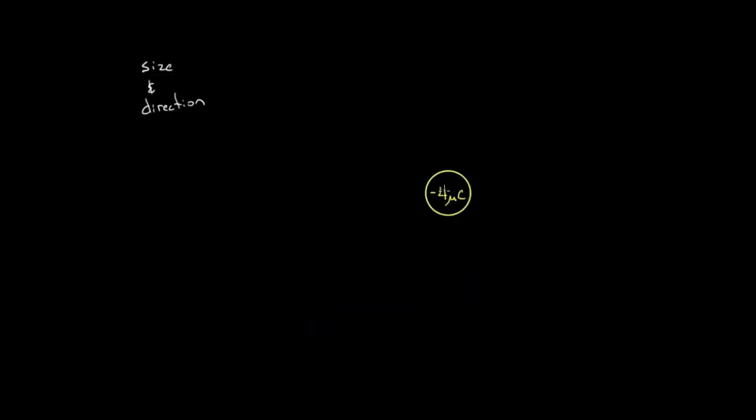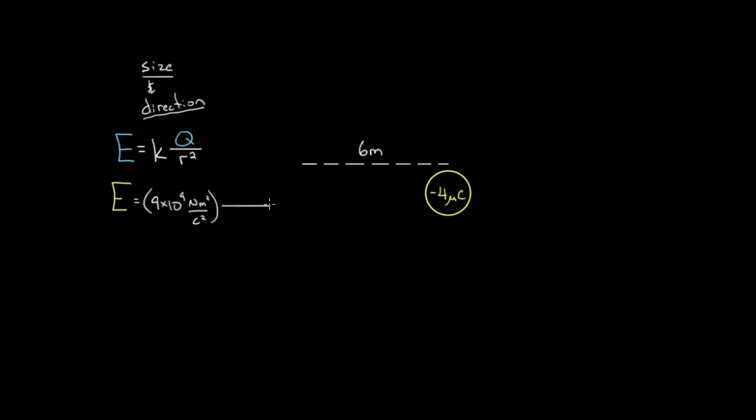Let's say you had a negative 4 microcoulomb charge and you wanted to determine the size and direction of the electric field at a point 6 meters away to the left of that charge. So we'll use the same formula. We'll say that the electric field created by this negative charge is going to equal K, which is always 9 times 10 to the 9th, multiplied by the charge creating that field, which in this case is negative 4 microcoulombs, but I am not going to plug in this negative sign because I know all this formula is giving me is the magnitude of the electric field.